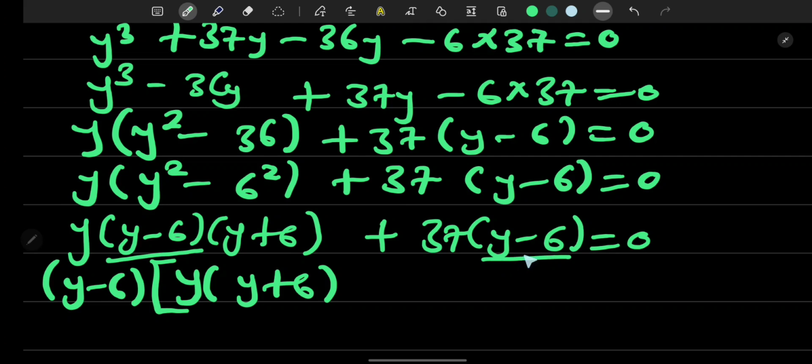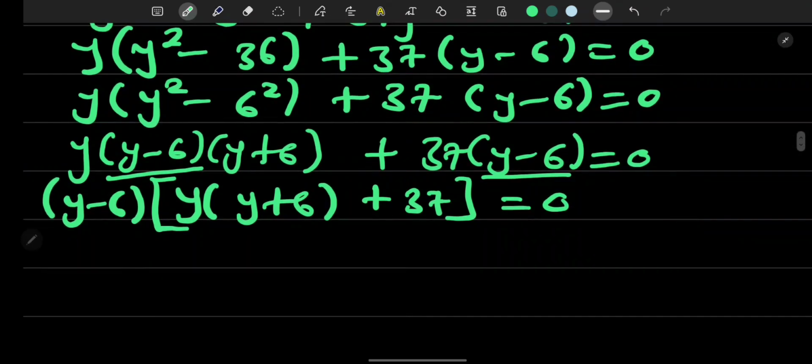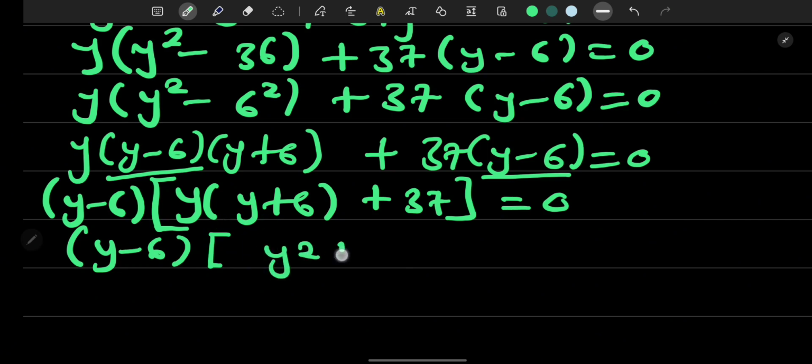Then from here we've already factorized y minus 6, so we are left with 37 here, then we close brackets, then equals 0. So the equation has been reduced to two factors now. The two factors are y minus 6 and this one. Let me just rewrite this again: y minus 6 in bracket of, expand this, you have y squared plus 6y plus 37 equals 0.